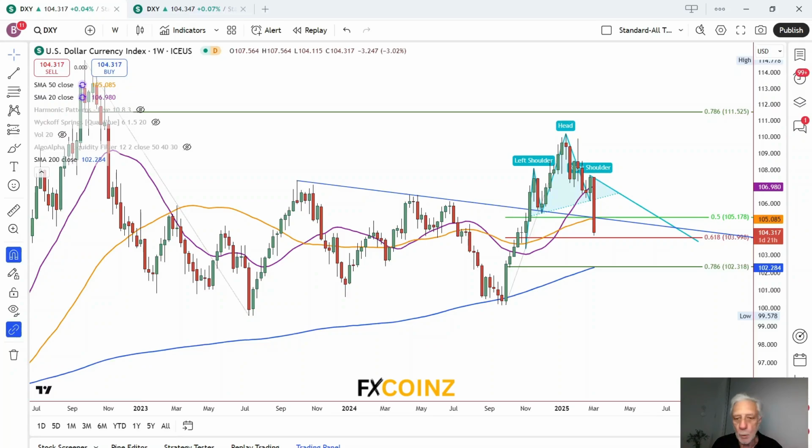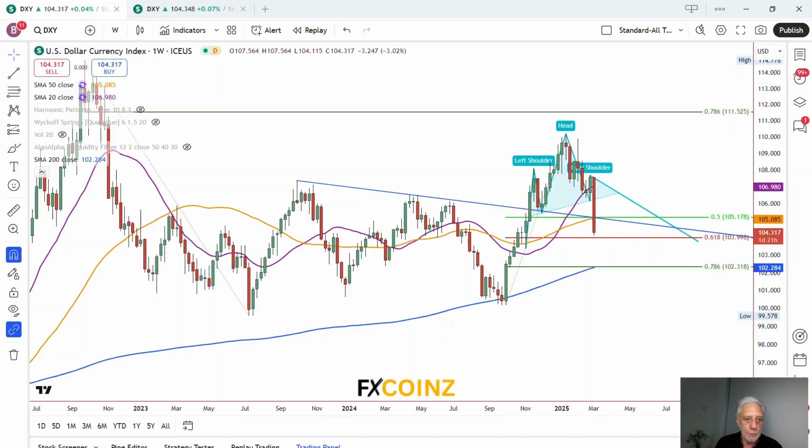All right, this is Bruce for FX Coins taking a look at the dollar index DXY. So this is Wednesday early and Thursday. I'm sorry, early Thursday session.